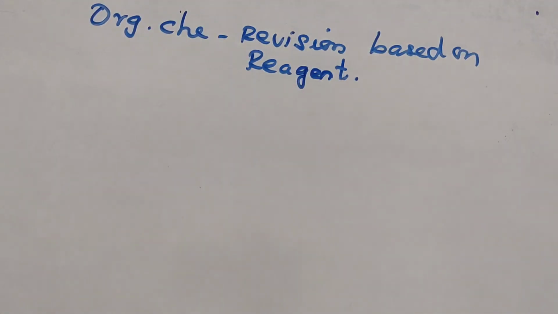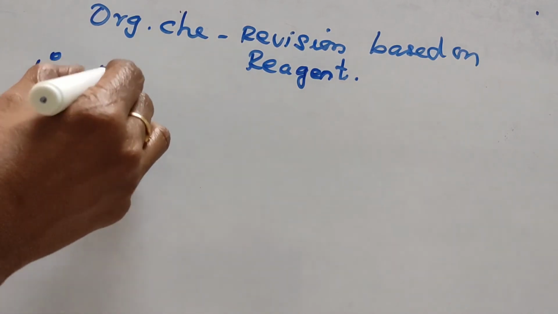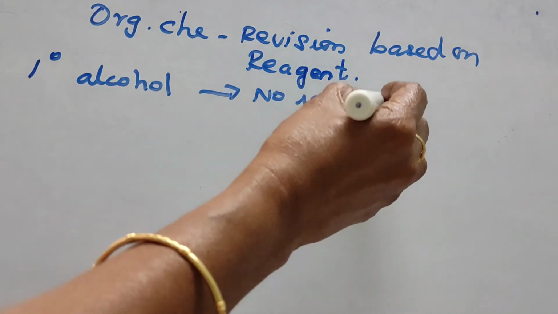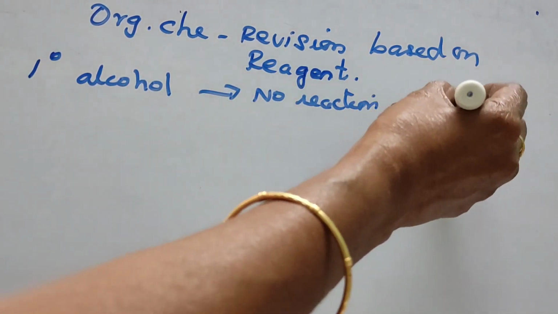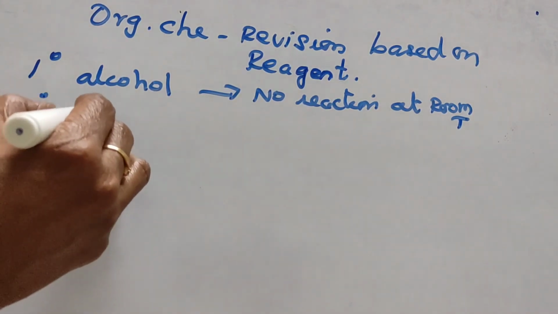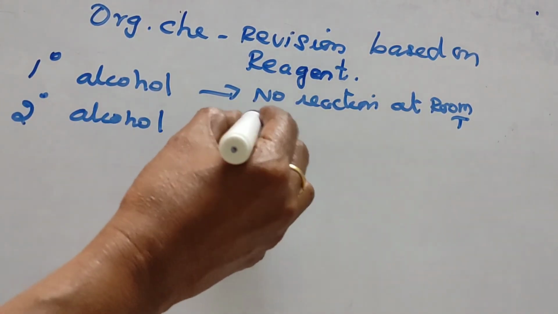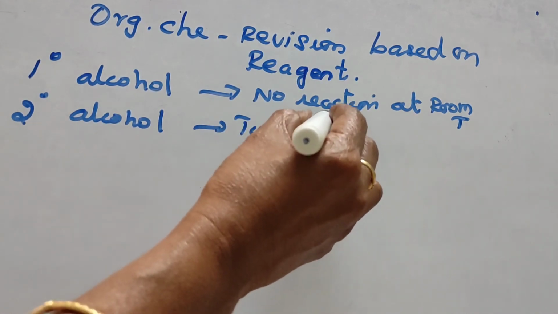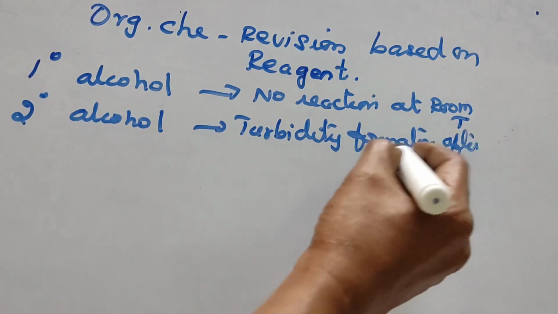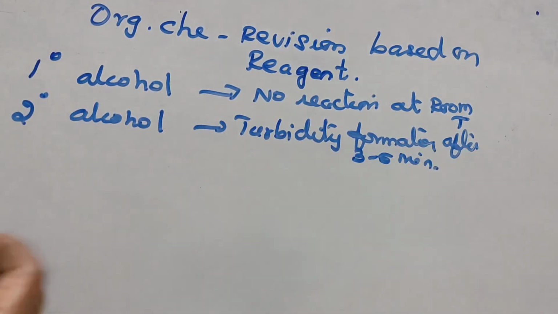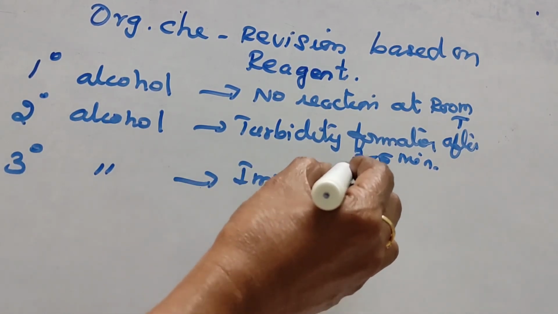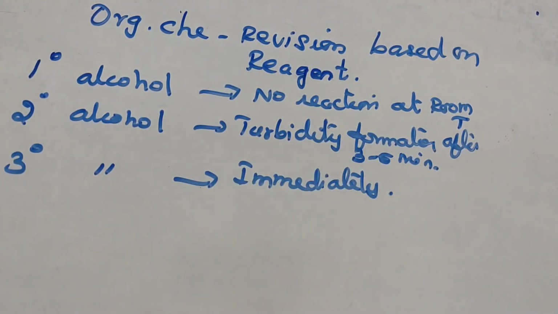So how can we distinguish? 1 degree alcohol means no reaction at room temperature. If we increase the temperature, the possibility is there, but at room temperature, no reaction. 2 degree alcohol, turbidity formation after 3 to 5 minutes. 3 degree alcohol means immediately. We should explain with the chemical equation.